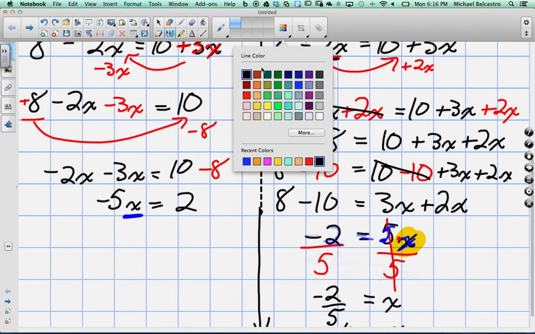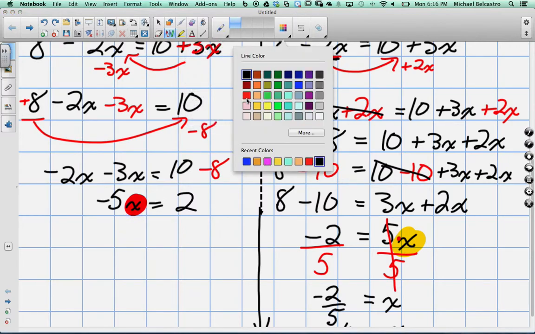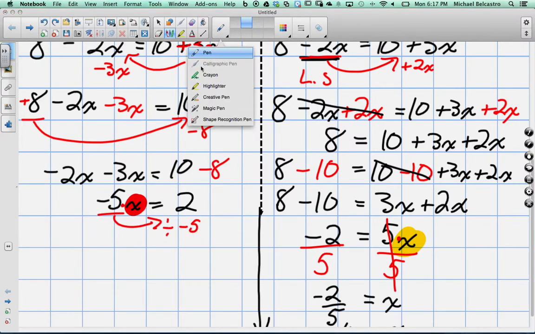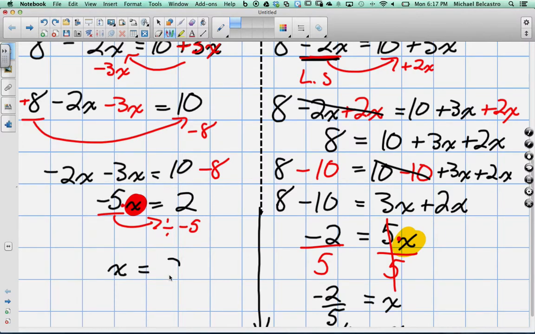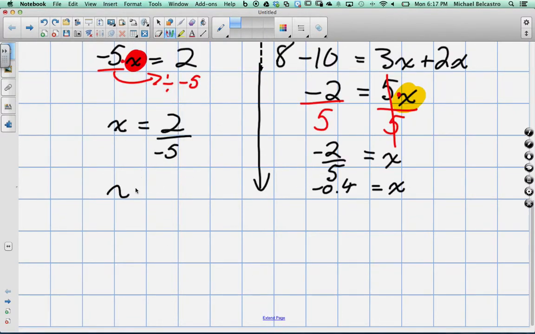So what would I do next? You guys have any idea? What would we do next to move that negative 5 to the other side, since it's multiplying here? Divide. That's right. We would divide by negative 5. So when we rewrite it again, and I'm writing out every step, you don't technically have to do all the steps, x is equal to 2 divided by negative 5, like a fraction. And when we work that out, x is equal to negative 0.4, which is the exact same thing.